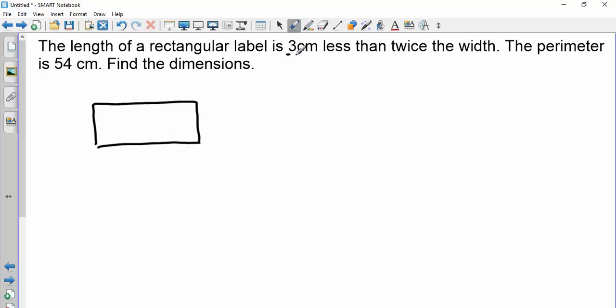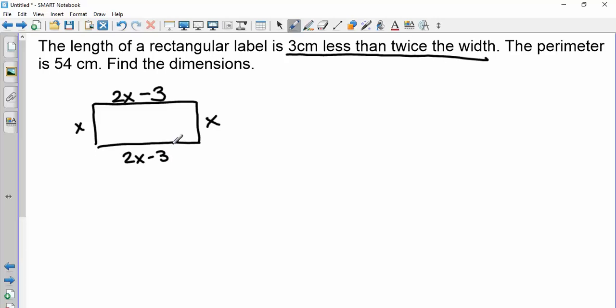Okay, the length is 3 centimeters less than twice the width. Do we know what the width is? No. So I'm going to call that x. So this is 3 less than. Less than means minus 3. The less than flips the order. Twice the width would be x.